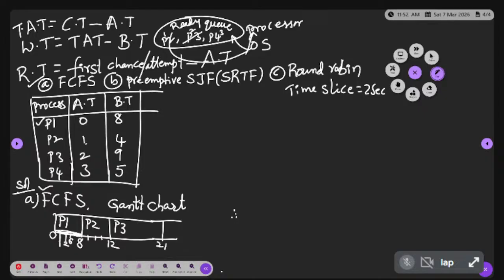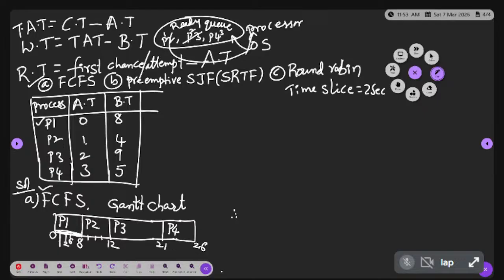During this time, from 12 to 21, P3 is under execution, under running state. So after 21 seconds, there is only P4. So allow P4 to start execution. How much time? 5 seconds, so 26. This is called a Gantt chart.